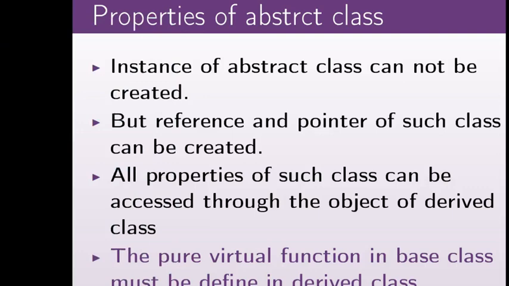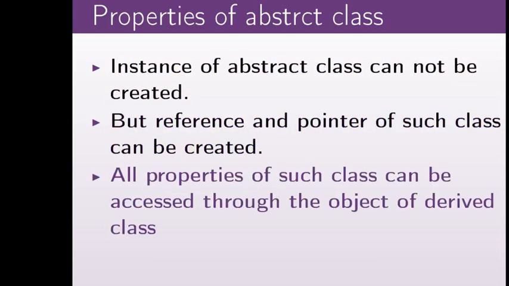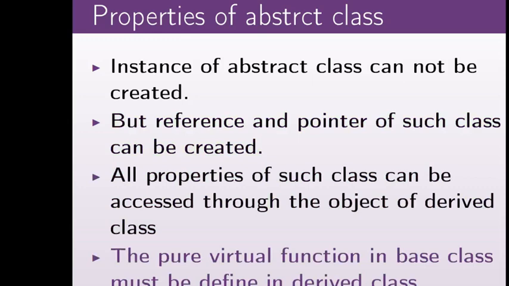So finally I want to conclude by saying that an abstract class is a class which consists of at least one pure virtual function. Properties of an abstract class: an instance, meaning an object, of such a class cannot be created, but a reference and pointer can be created. And the last important property is that the pure virtual function of the base class, that is of the abstract class, must be defined in the derived class. So this is all about abstract class.